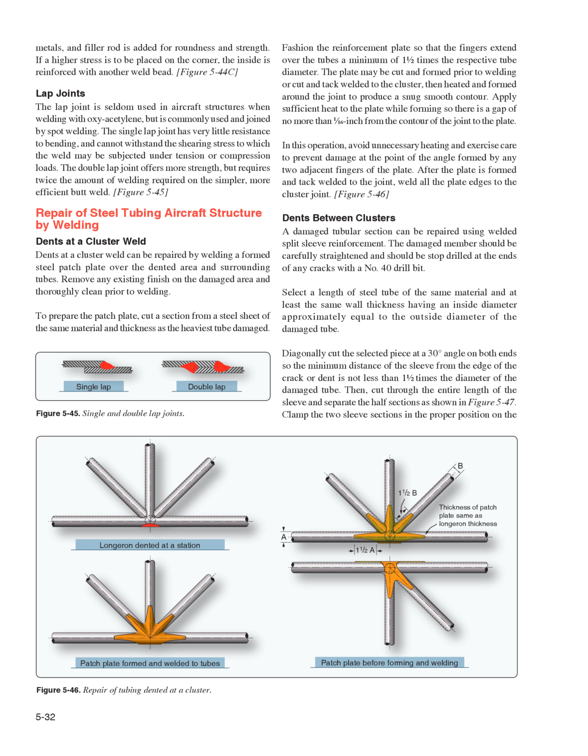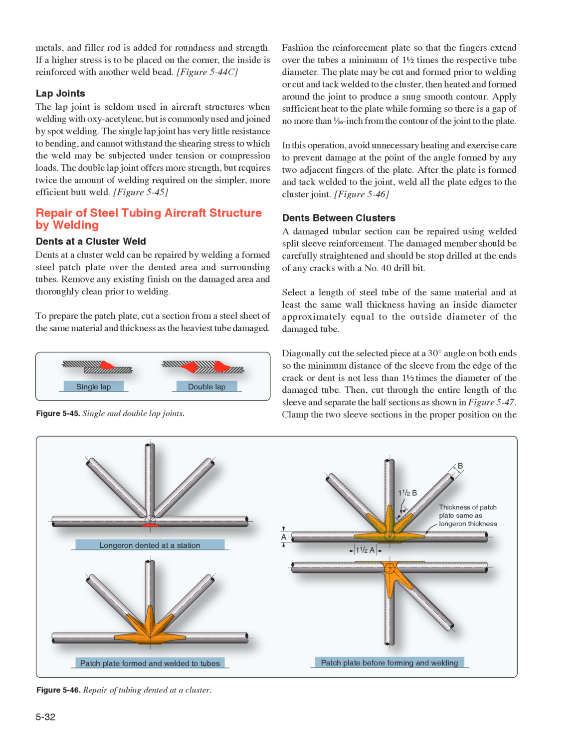Figure 5-46, dents between clusters. A damaged tubular section can be repaired using welded split sleeve reinforcement. The damaged member should be carefully straightened and should be stop drilled at the ends of any cracks with a No. 40 drill bit. Select a length of steel tube of the same material and at least the same wall thickness, having an inside diameter approximately equal to the outside diameter of the damaged tube.